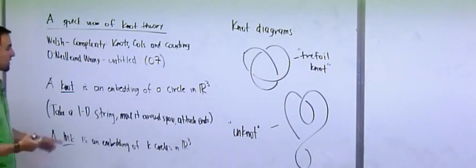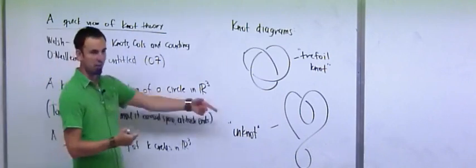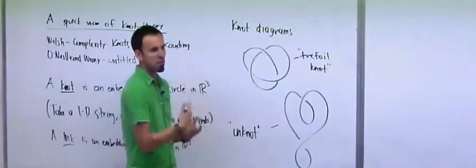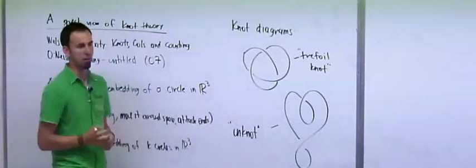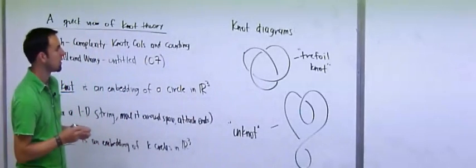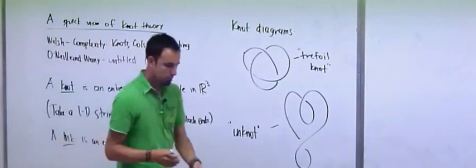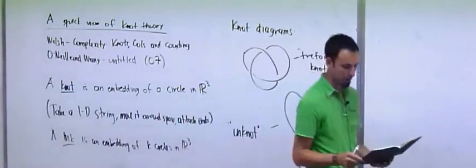But the unknot is in fact a knot. It's just sort of a trivial knot. The unknot is the trivial knot. So it is a knot because it is an embedding of a circle in R3. It's just an embedding that is not knotted around itself. So that's how we draw these things.